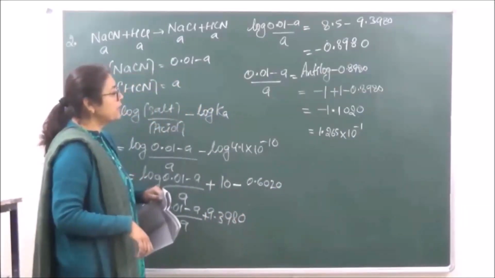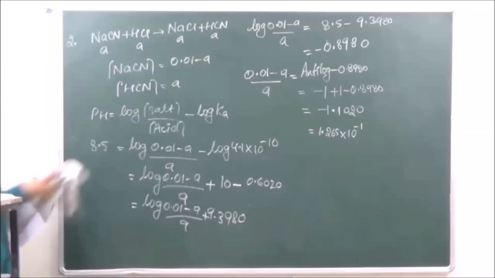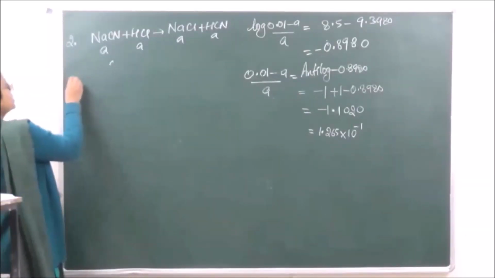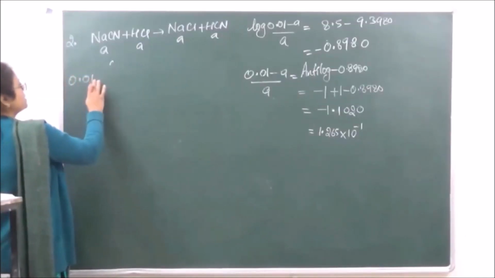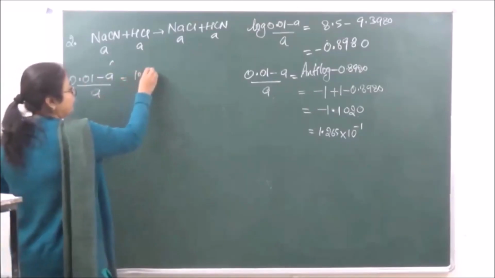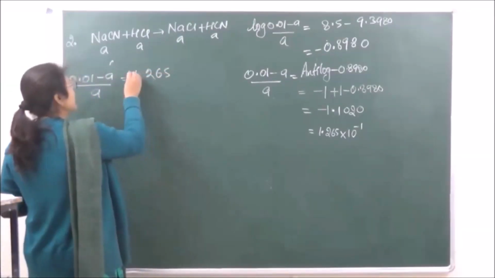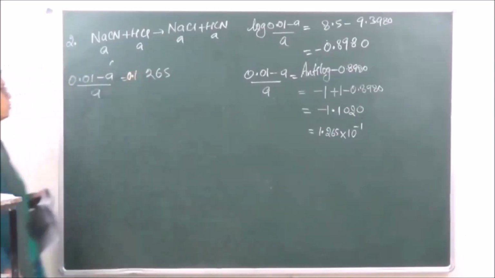0.01 minus A upon A, that we are getting as this. So I'm going to rub this side of your question. We are getting this equation: 0.01 minus A upon A is equal to 1.265 into 10 raised to power minus 1. Can we write it like this? 0.1265.